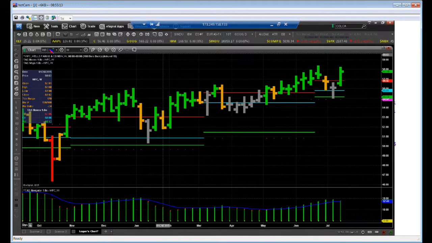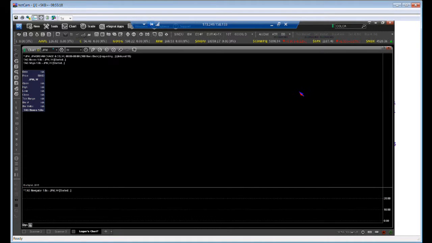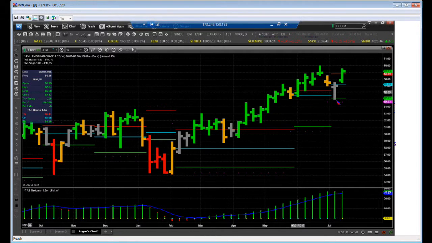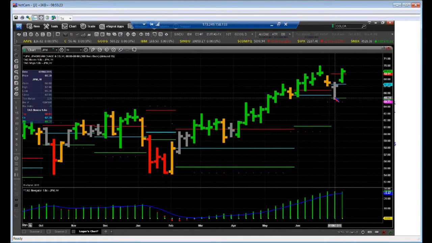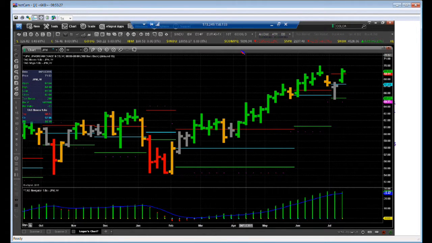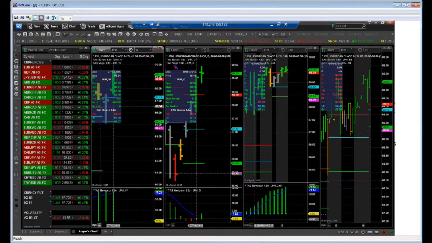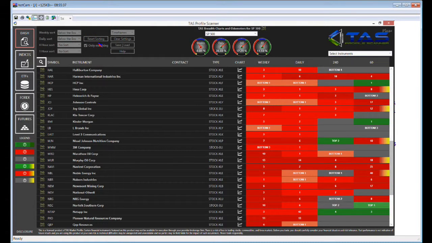Similar situation, JP Morgan. How do you know where to buy it on a pullback? Right there. So again, the scanner puts that on the radar screen, and you're looking to find stocks on support in a market that's pulling back. You can find them.